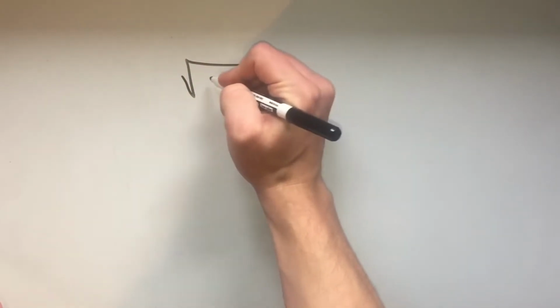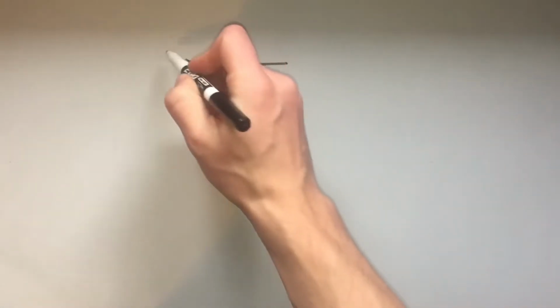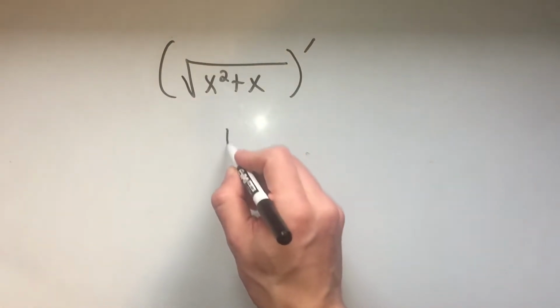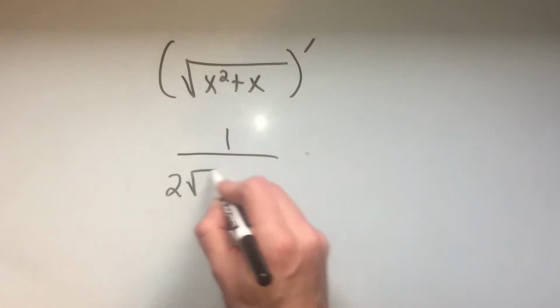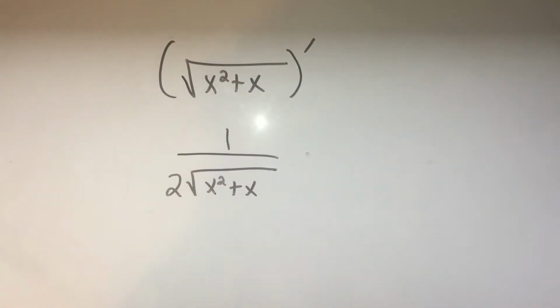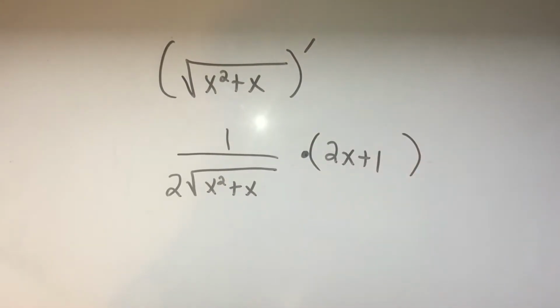If it's not just the square root of x, let's say I had something like this, well, it's the same rule, just apply the chain rule. So the derivative of a square root is 1 over 2 times the square root. And then since there's something on the inside, I'll times by the derivative of the inside by the chain rule. That's how to easily take derivatives of square root functions.